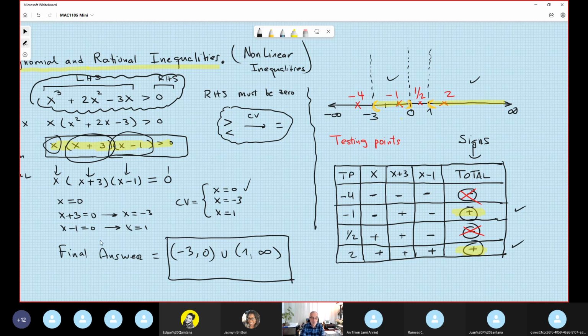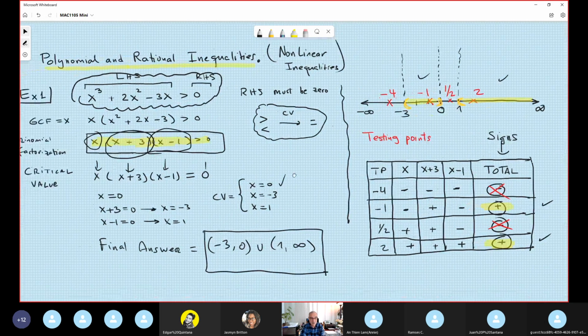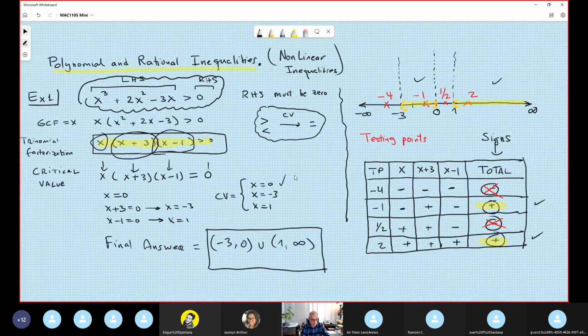Too long, I know. But let me try to summarize. Step number 1: try to guarantee the right-hand side is 0. Factorization using algebra, the least common denominator and the rational. You determine one compact inequality in which the right-hand side is 0 and formed by different factors. After that, you convert temporarily to an equation because I want to find the critical values. The critical value is the value in which the polynomial is 0.